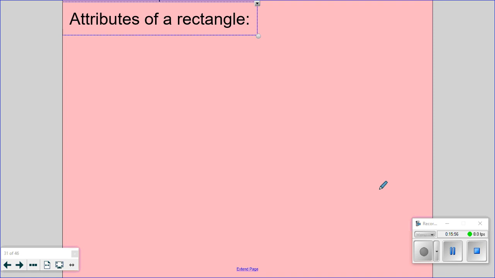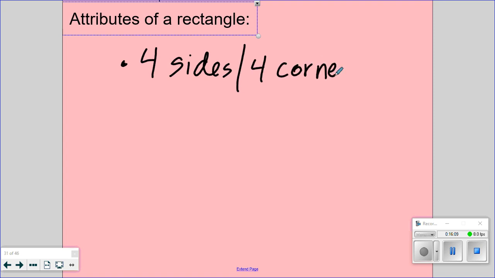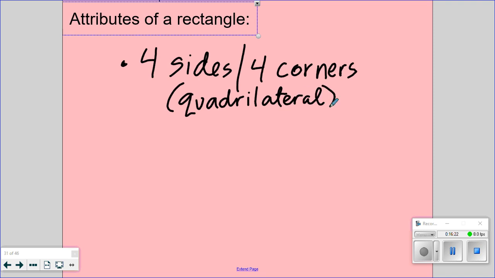Julian? 4 sides and 4 corners. It has to have 4 sides and 4 corners. Every single time. Underneath this, we're going to write our first rule. 4 sides, 4 corners. Another way of saying that is that it has to be a quadrilateral. You can't have a non-quadrilateral and it be a rectangle. That will not work. So it has to have 4 sides, 4 corners. It has to be considered a quadrilateral.